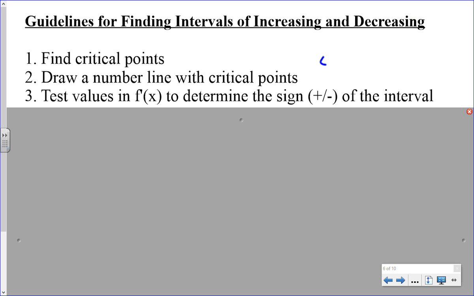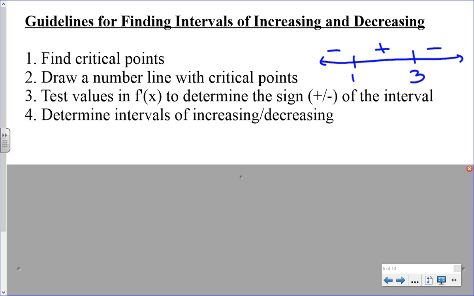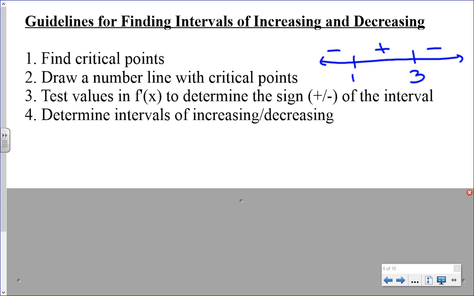You're going to have a number line, you're going to put some critical points, and you're going to test to see what intervals are positive versus negative on the derivative. If our derivative is positive, we know we have an increasing interval. If our derivative is negative, we know we have a decreasing interval. So we can look at our number line and go from there.